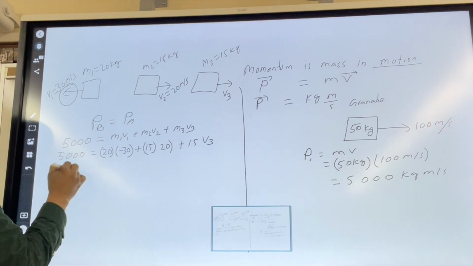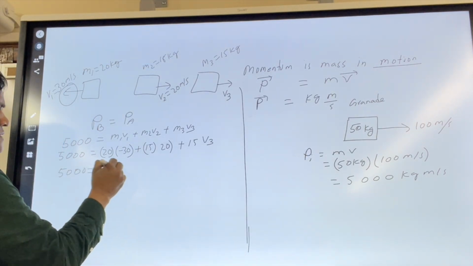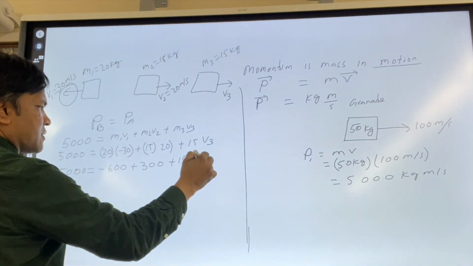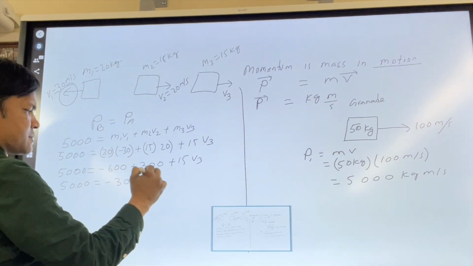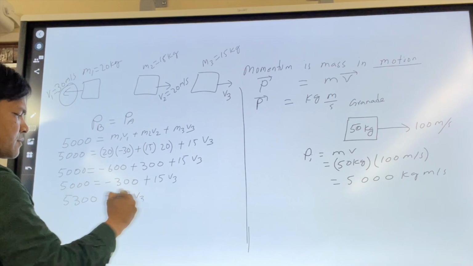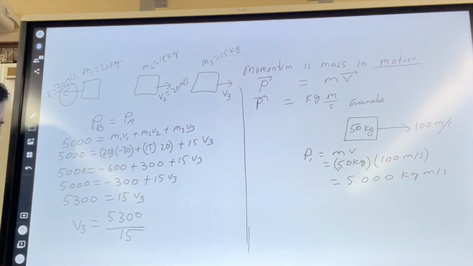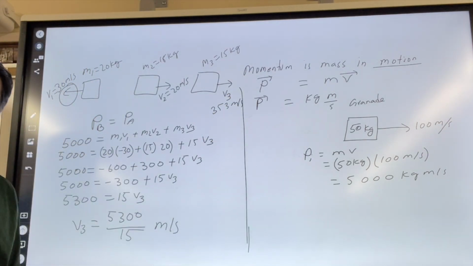So 5,000 is equal to negative 600 plus 300 plus 15 V3. 5,000 is equal to negative 300 plus 15 V3. 5,300 is equal to 15 V3. So V3 is equal to 5,300 over 15 meter per second. That's about 353. So velocity 3 would be about 353 meter per second. But check it with your calculator. So momentum is a very powerful concept.